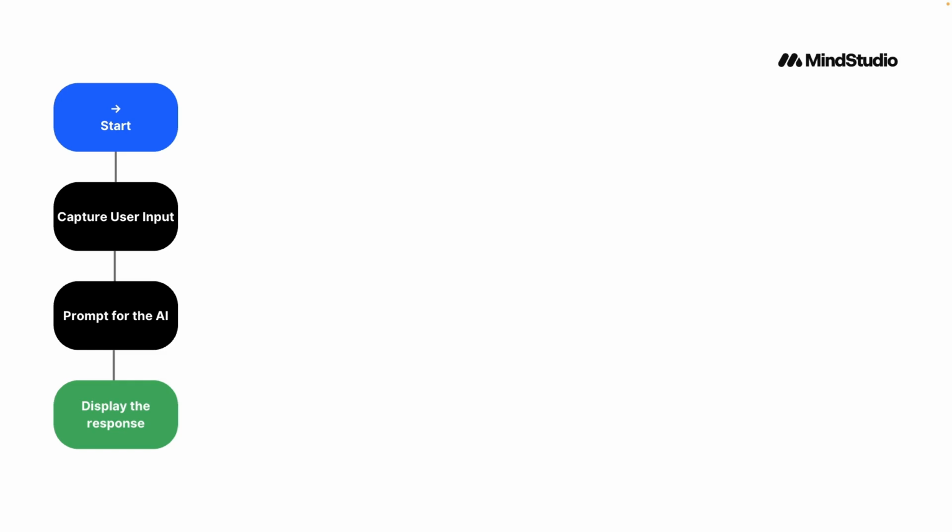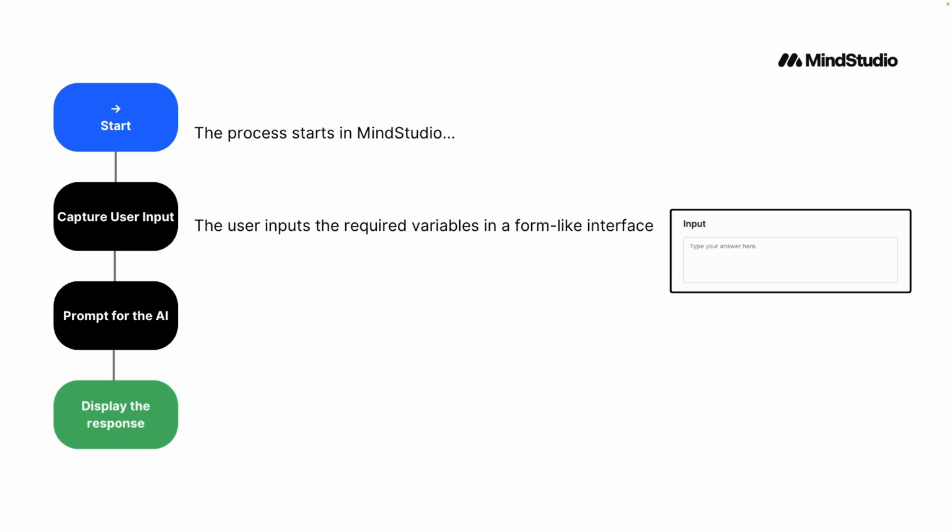When you build a workflow in MindStudio and you use the workflow within the MindStudio platform, this is what that looks like. It starts, it captures some user inputs, usually in a form-like manner, prompts the AI for a response, and displays the response. So again, the workflow starts, we save whatever the user enters in the input in a variable, and that variable has a name. You can reference it with the curly braces like this, and it will always be synced to whatever the user inputs in that form. This is a massively important concept in MindStudio.